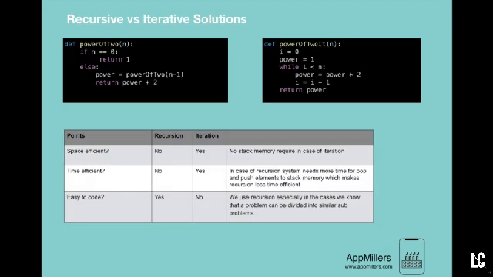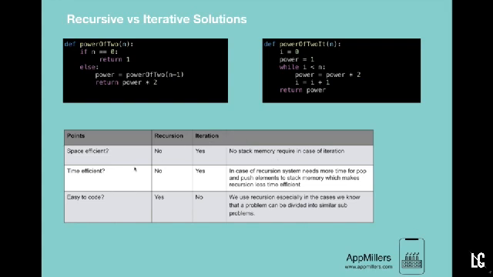This table describes the differences between recursion and iteration. The first point is space efficiency. Recursion is not space efficient, as we said, it takes O(n) space, but on the other hand, iteration is memory efficient, with no stack memory required. So we are not inserting any method onto the stack memory while we are doing iteration.